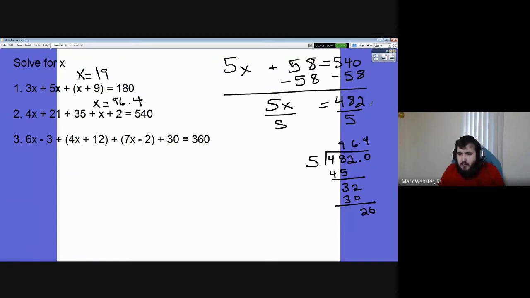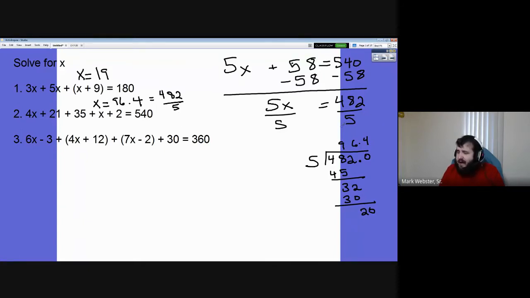Now, you could also say, all right, well, 482 divided by 5, that doesn't go in at all, so we can just leave it as that fraction, 482 over 5, right? Both of these answers are fine.